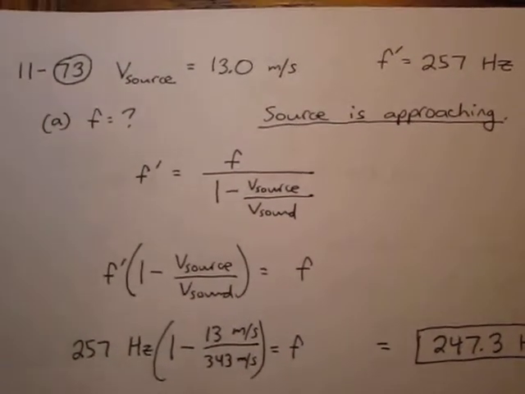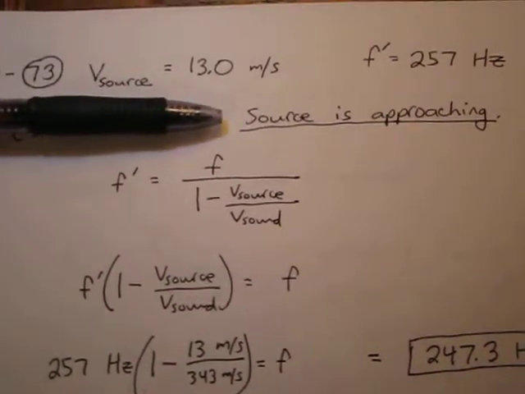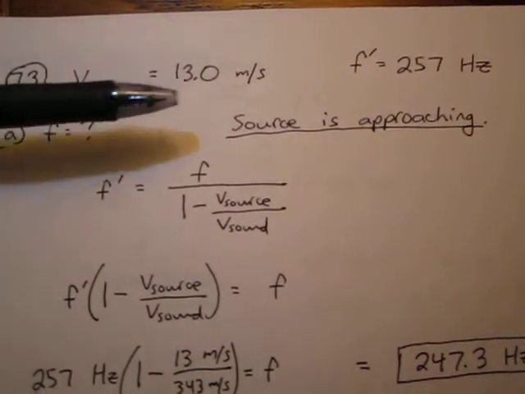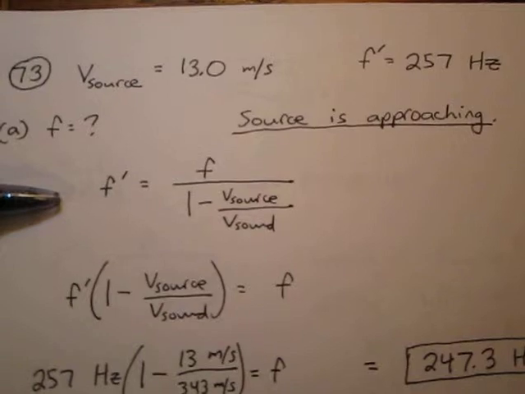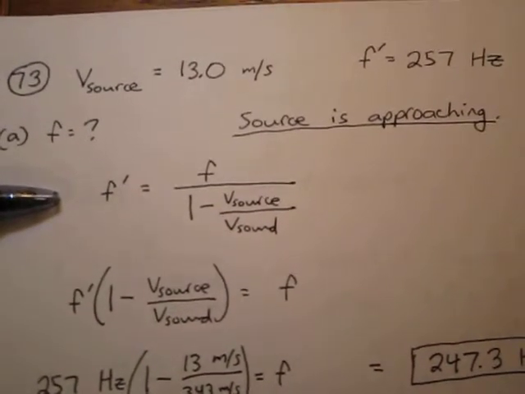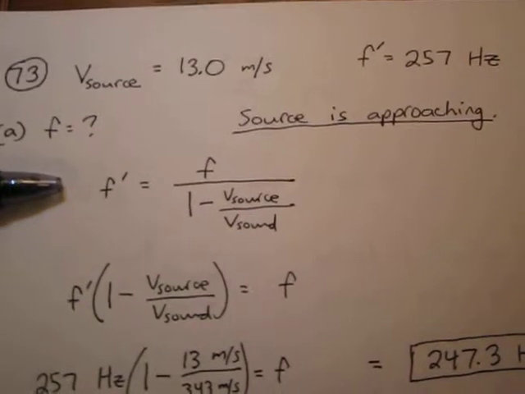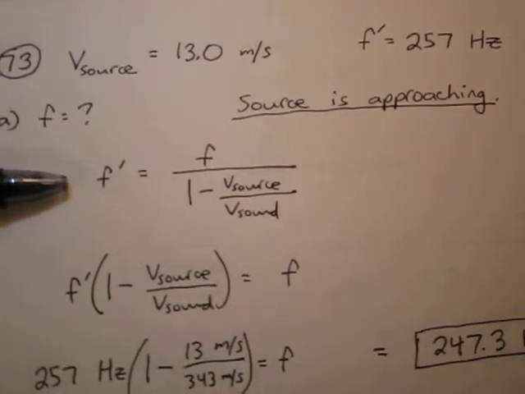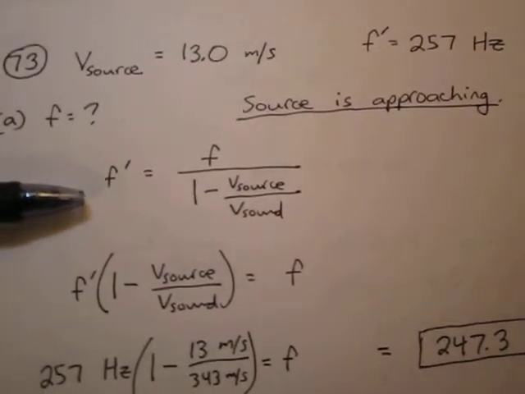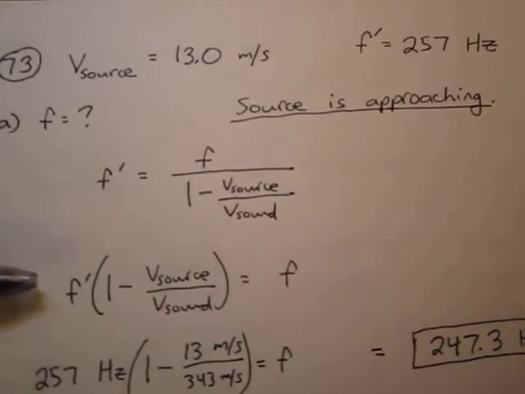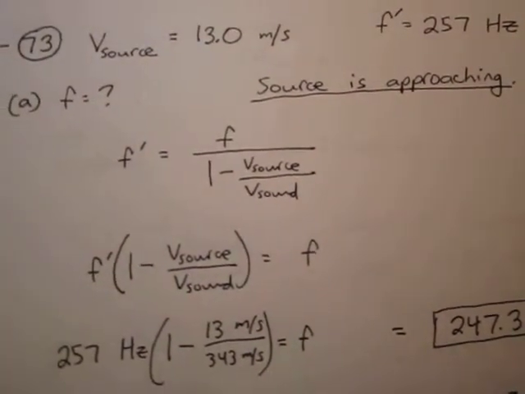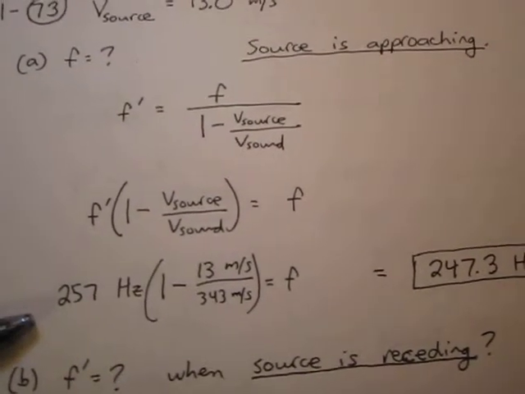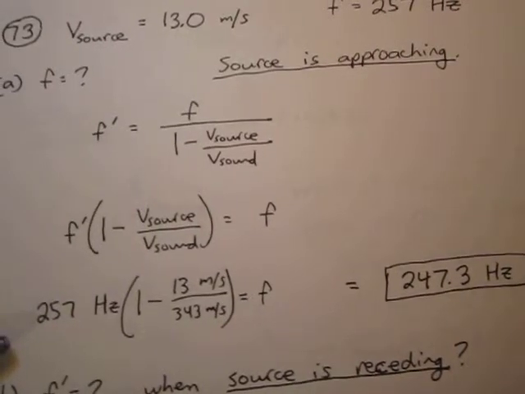So first, in evaluating the problem, we recognize that the source of the sound is approaching a stationary observer. So this is the appropriate equation. And we are solving for the emitted frequency, meaning solving for f. So with algebra, in order to solve for f, we multiply both sides of the equation by this denominator. So now we have f equals f prime times 1 minus the speed of the source over the speed of the sound. Plugging in the numbers, we get an answer of 247.3 Hertz.